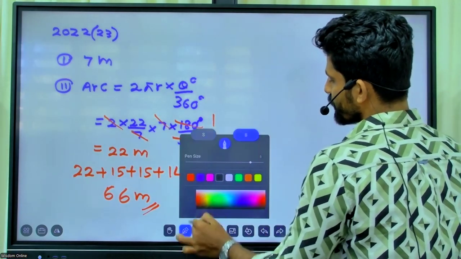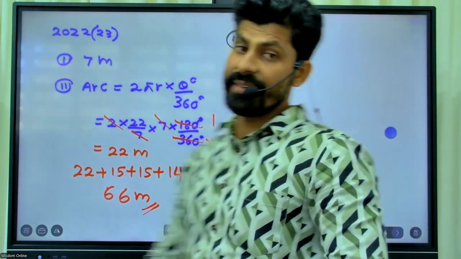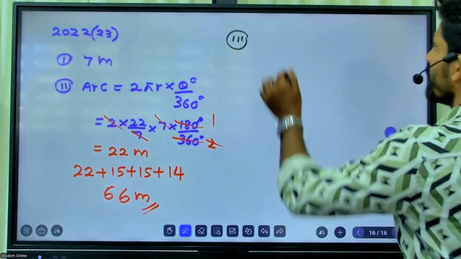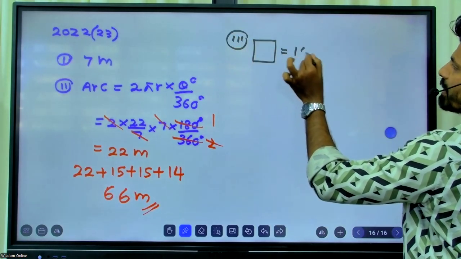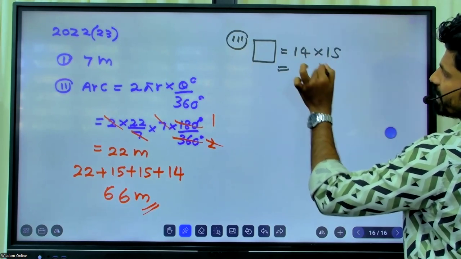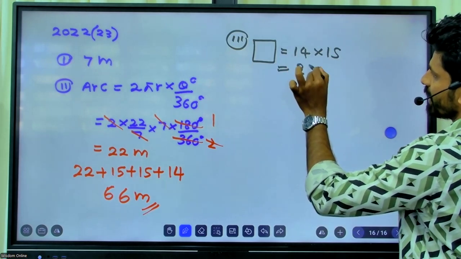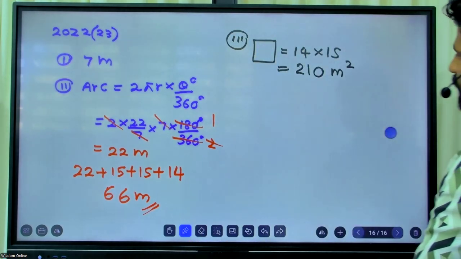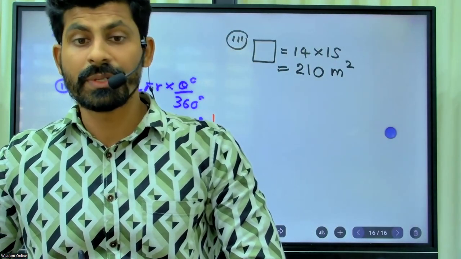Look at this one. Area. First we need to find the area of this portion. 14 multiplied by 15. 15 into 4, 60, remaining 6, 21, 210 square meters. 15 into 14, 210 square meters.